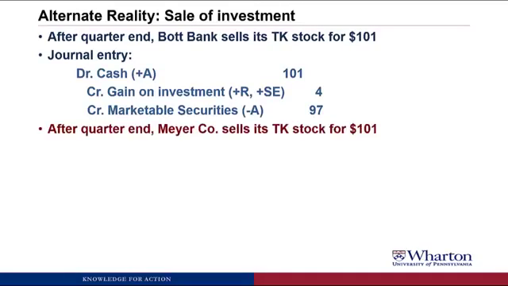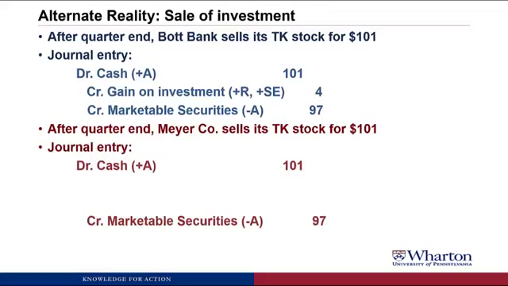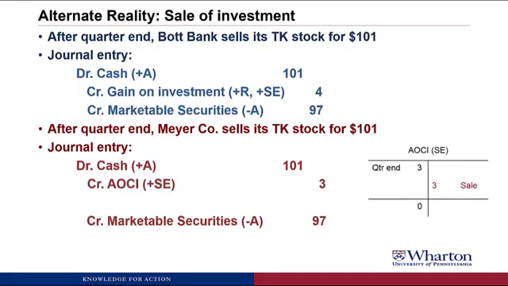For Meyer Company, they also sell their stock at 101 after the quarter end. They also get cash of 101 and credit marketable securities for 97. So the debit to cash, credit to marketable securities is the same across the two methods. What differs, of course, is that we had unrealized losses stored up in AOCI, which now we have to pull out. So if we pull up the T account, we can see that we had unrealized losses stored up in AOCI. We had these unrealized losses hanging out in the attic until we needed them. Now we need them because we sold the stock.